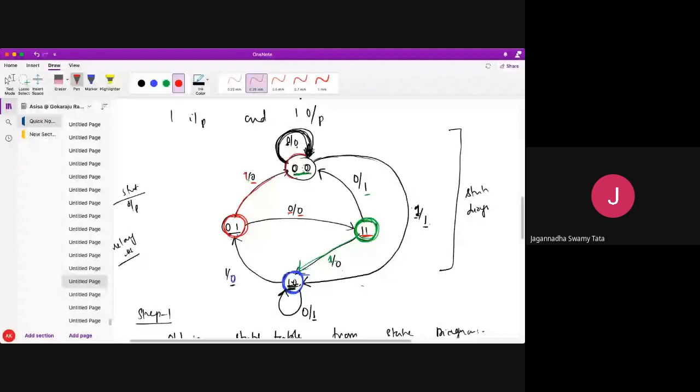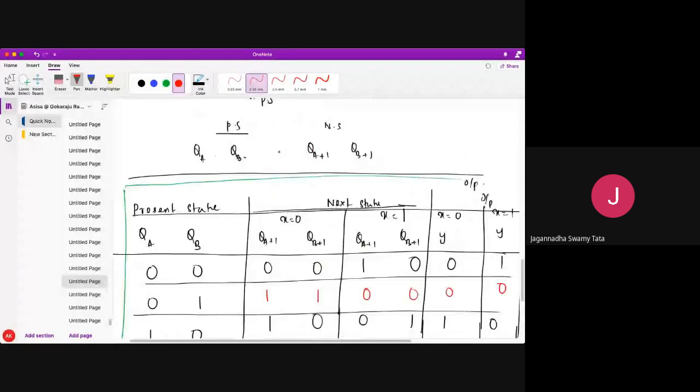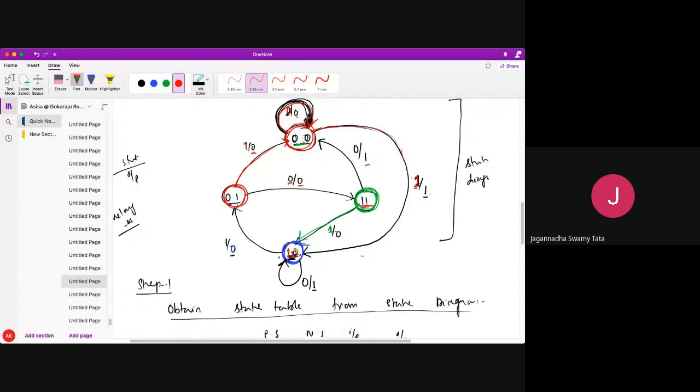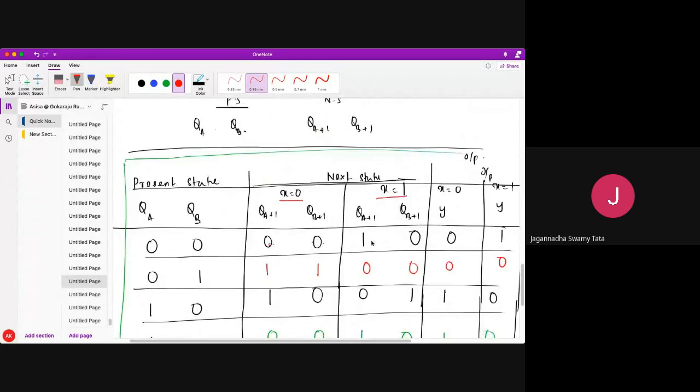If input is 0, where am I going? Next state 0 0 only. That I have written over here. If input is 0, I am going to state 0 0. This is my next state. Now, if input is 1, where am I going? I am going to the next state, which is 1 0. That I have written. If input is 1, I am going to the next state 1 0.